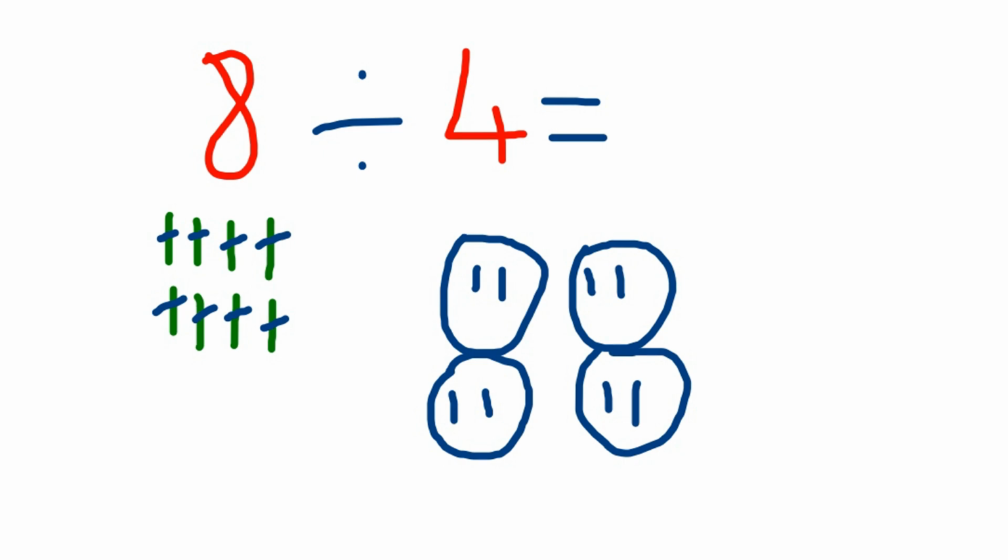Now let's count the lines inside each circle. 1, 2. There are 2 lines in each circle. So 8 divided by 4 equals 2. Wow, that was fun and easy.